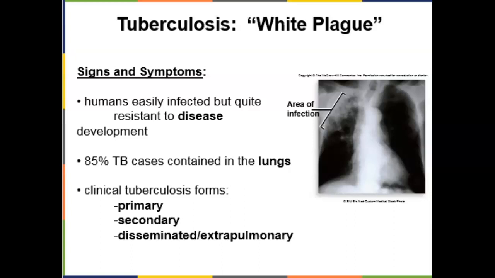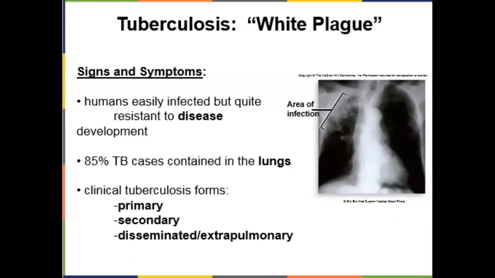So tuberculosis has been around for a very long time, thousands of years. It is sometimes referred to as the White Plague, in direct contrast to the Black Plague caused by Yersinia pestis. Humans can actually become infected quite easily if they are exposed to the bacteria, but they don't often get disease. So that's pretty interesting. Of those who do develop disease, 85% of those cases are going to be contained to the lungs. And when you think of tuberculosis, you probably think about a lung disease.